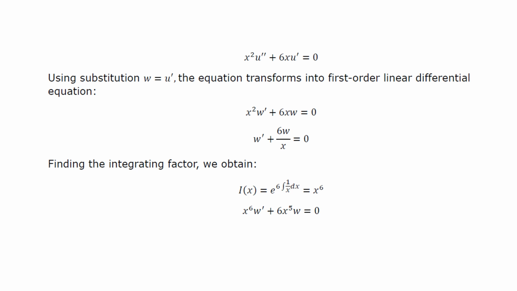So when I multiply W prime plus 6W divided by x, each term by x to the 6, I'll get x to the 6 W prime plus 6x to the 5th W equals 0. Okay. This then can be written as the differentiation of x to the 6 times W equals 0. So we're going to then take the integration of both sides. When we do that, we get x to the 6 times W equals c. Getting W by itself, we'll divide both sides by x to the 6.